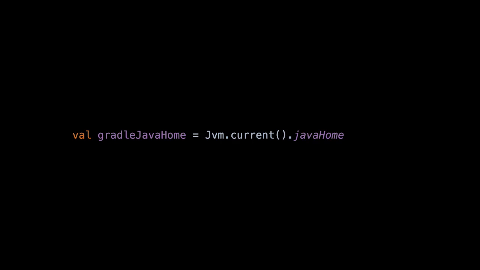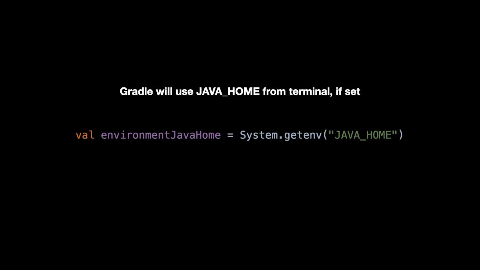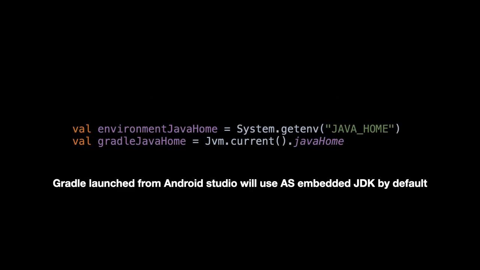And you can also check Gradle's Java home by checking the Java virtual machine's current Java home. And so you basically just take those two and check that they're matching. From the terminal, this will match by default because Gradle will by default use the JAVA_HOME, unless you're doing some magic. But from Android Studio, this will fail because Gradle will by default use the embedded JDK, which is not going to match the JAVA_HOME environment variable.